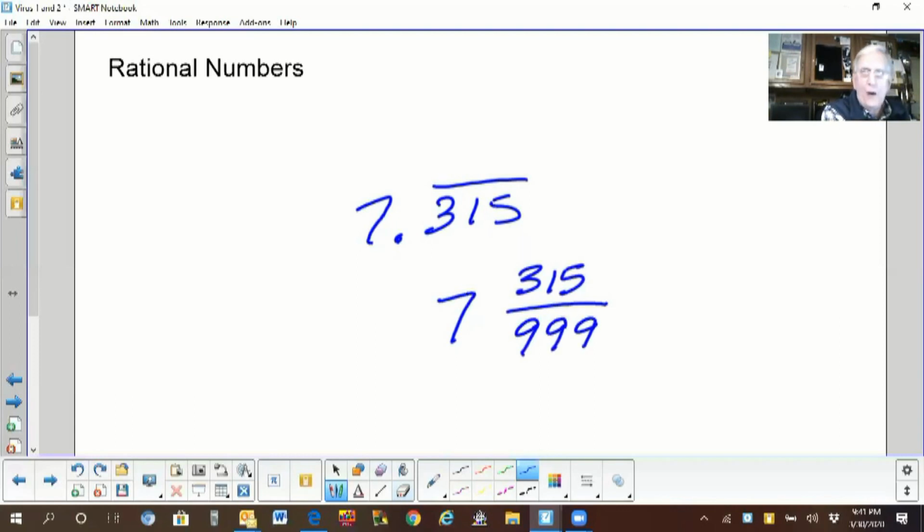Okay? Now, I'm not requiring you to reduce that fraction, but if you take a calculator and take 315 and divide it by 999, you will get on your calculator 0.315, 315, 315, 315 forever. Okay? So we're going to also talk about ways to change these repeating decimals back into the fractions that they have come from. So that is part of the material you're going to have to know for the upcoming test.